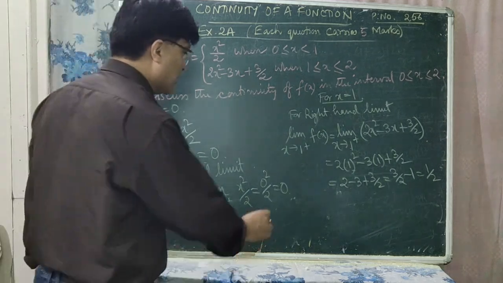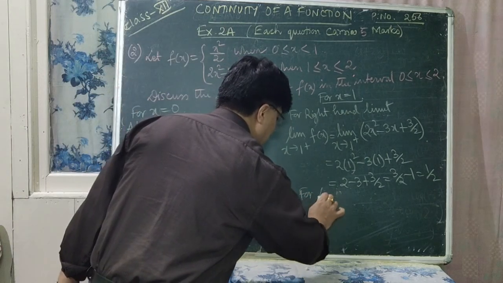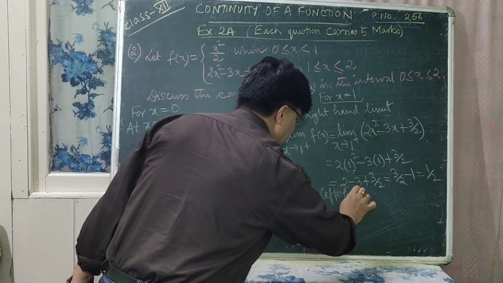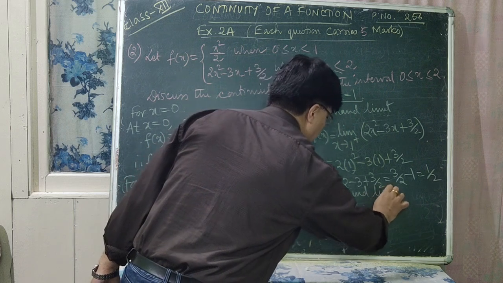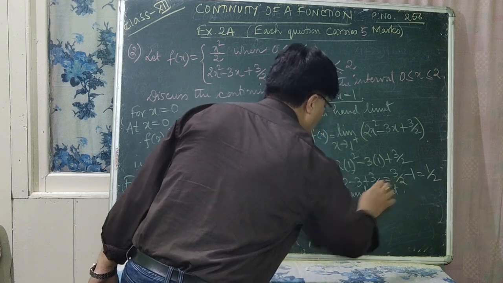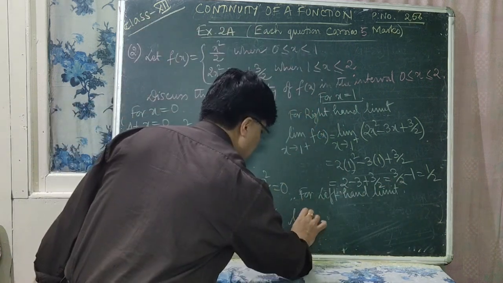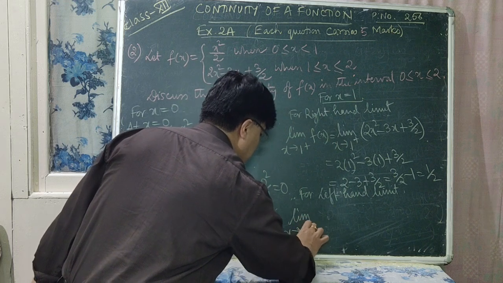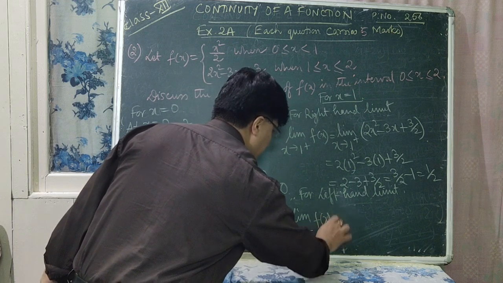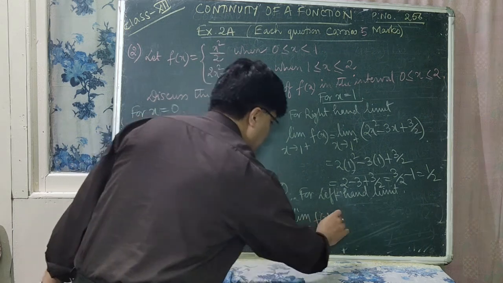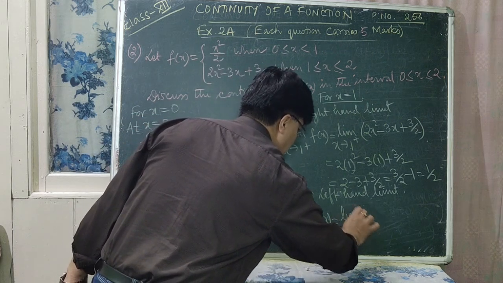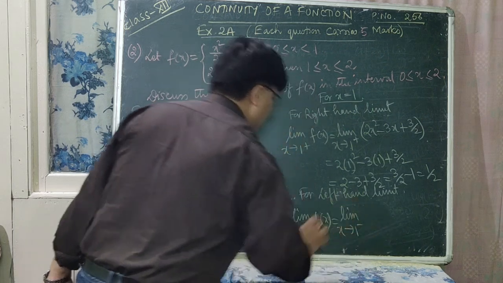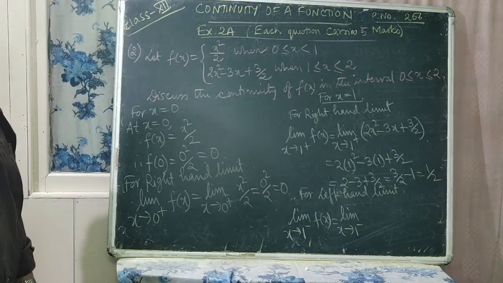Okay. Now write down for left hand limit at x is equal to 1. For left hand limit, how will you write it? Limit x tends to 1 minus f of x is equal to limit x tends to 1 minus. What is the meaning of x tends to 1 minus?